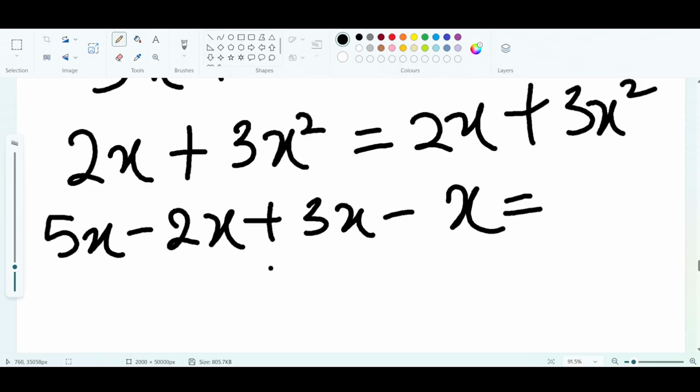So at this point, 5 minus 2x is going to be 3x, right? And then 3x plus 3x is going to be 6x. And 6x minus 1x, because when there is nothing written here, it means it is 1. And that's going to be 5x.